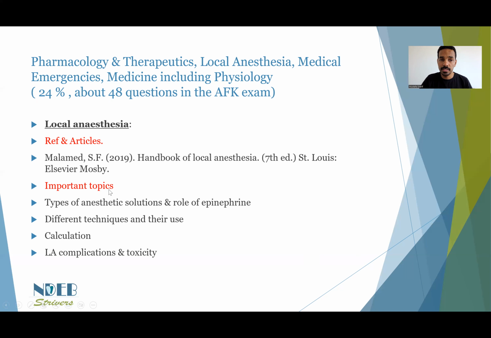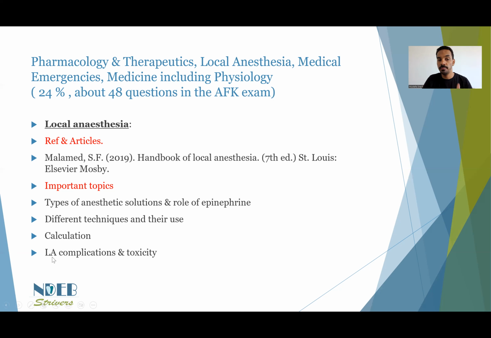The important topics for local anesthesia are the usual kinds of questions that come up in relation to LA, which are the types of anesthetic solutions and the role of epinephrine or the vasoconstrictor in the solution itself, and the different techniques and their use. This is also very important when we are using the intrapulpal injections or this or that. It's also very important to know which block technique you are going to be using. The calculations for the doses are also very important.